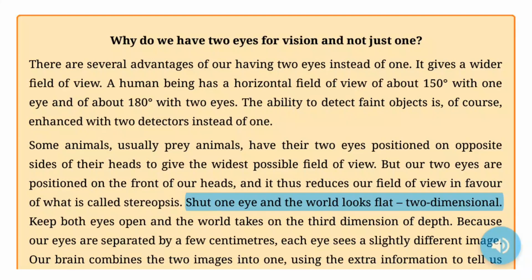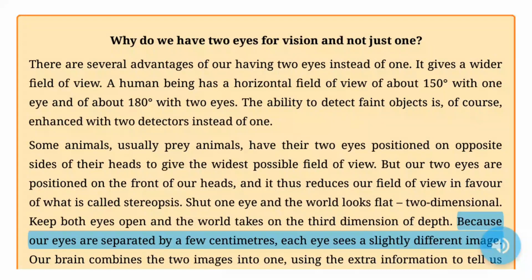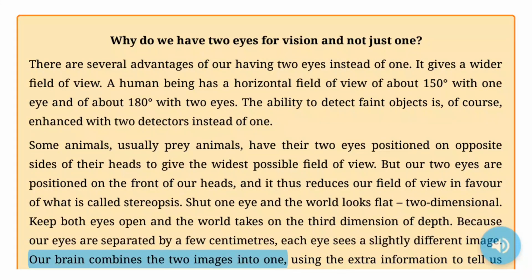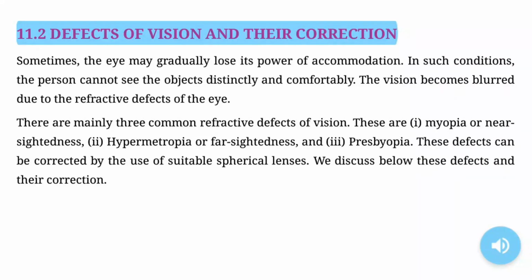Shut one eye and the world looks flat, two-dimensional. Keep both eyes open, and the world takes on the third dimension of depth. Because our eyes are separated by a few centimeters, each eye sees a slightly different image. Our brain combines the two images into one, using the extra information to tell us how close or far away things are.